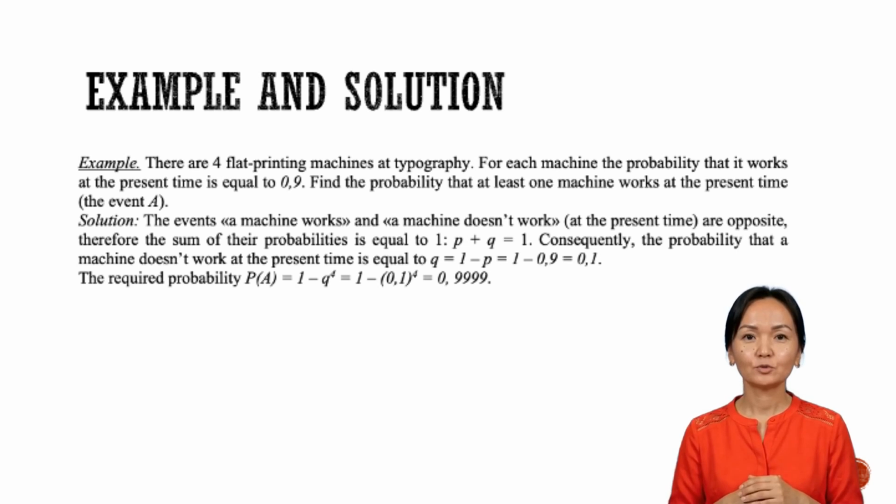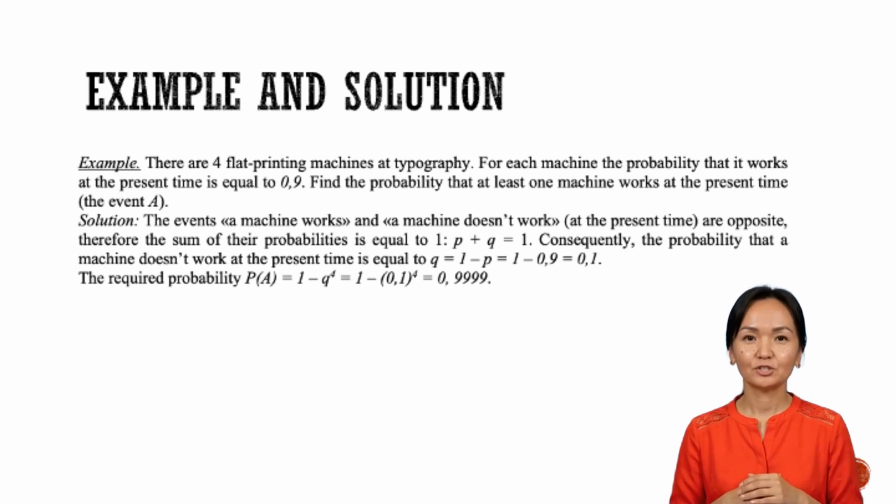Imagine a typography with 4 flat printing machines. For each machine, the probability that it is working at the present time is 0.9. We need to find the probability that at least one machine is working at the present time. This is a perfect application of our at least one theorem with identical probabilities. First, we identify the events and their complements. The events are that each machine works, and the opposite events are that each machine doesn't work.